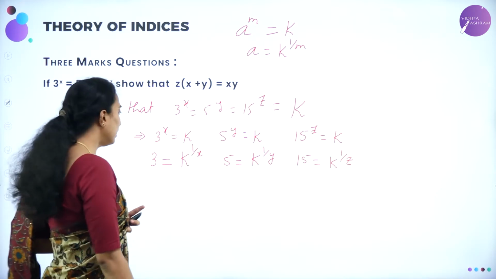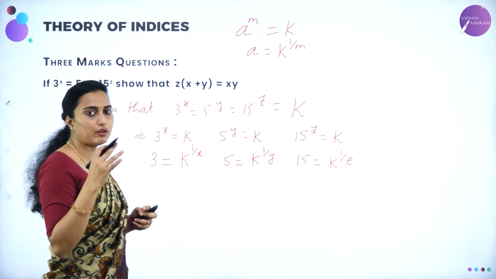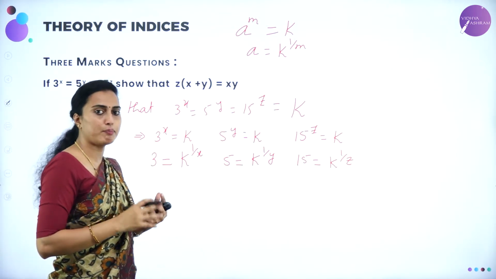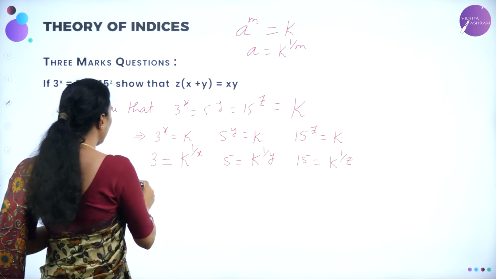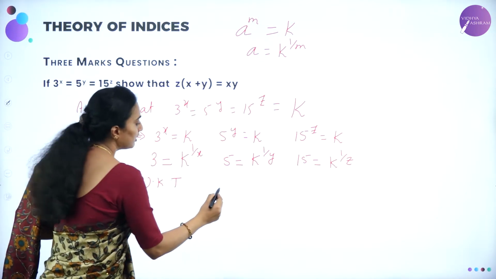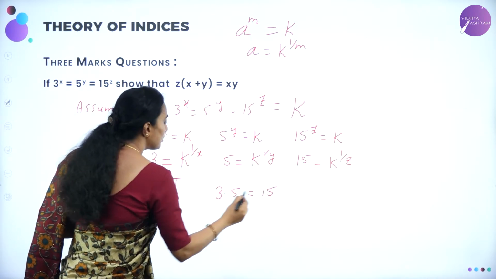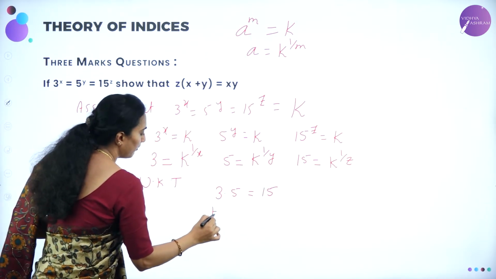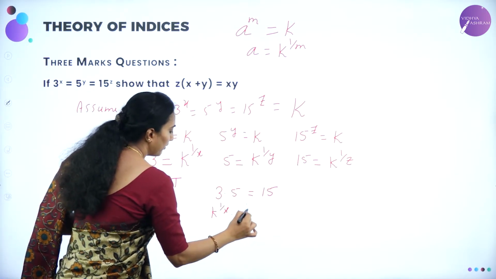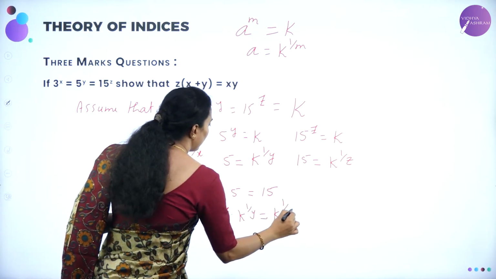Right? So here I know that 15 can be written as 3 into 5 or 5 into 3. Why am I taking that particularly? I want k power 1 by x and k power 1 by y. So therefore we know that 3 into 5 is nothing but 15. So 3 is nothing but k power 1 by x, into 5, which is nothing but k power 1 by y, is equal to 15, which is nothing but k power 1 by z.